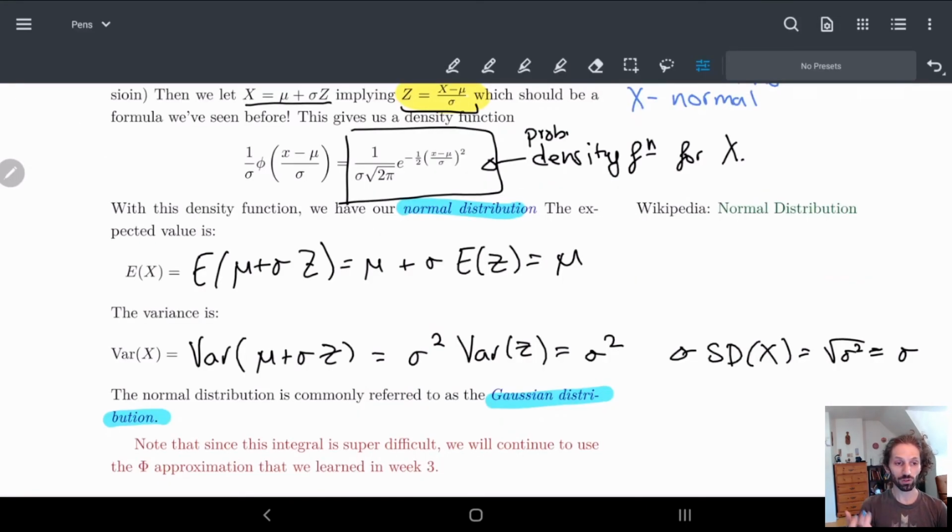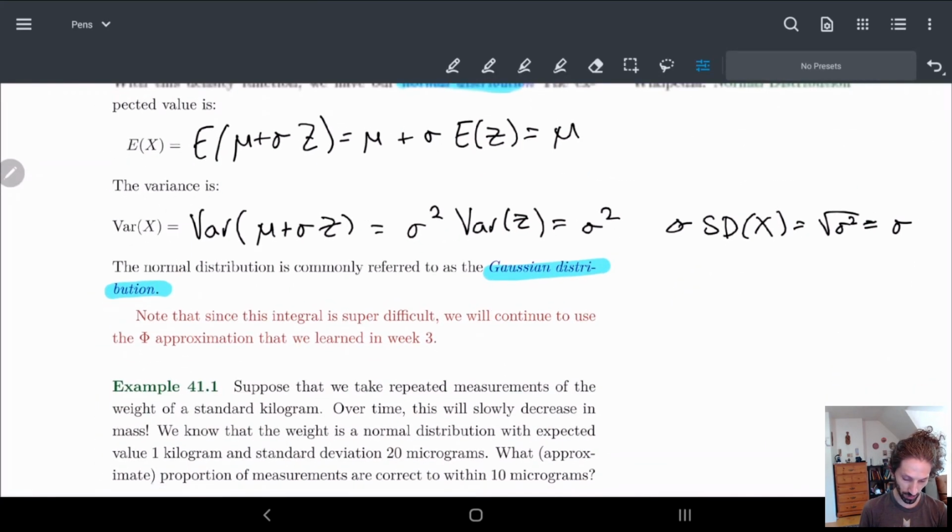Like I said, one of the things we're going to do is not look at this integral. We're just going to use the phi approximations, just like we learned in the first couple weeks. So don't worry about calculating this integral. Then we'll look at an example of this in the next video.